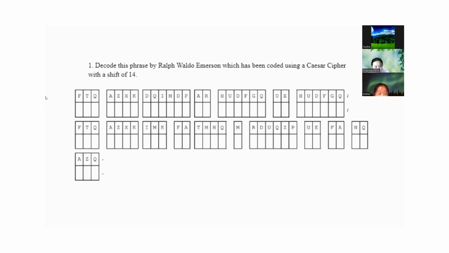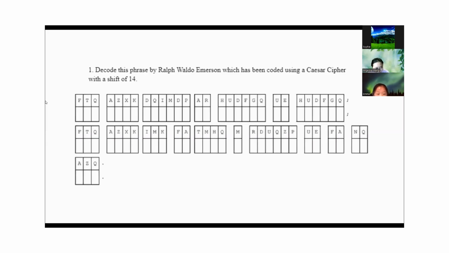So for this one, decode this phrase by Ralph Waldo Emerson, which has been coded using a Caesar cipher with a shift of 14. So that's really important because this tells us how much we shift our alphabet by.